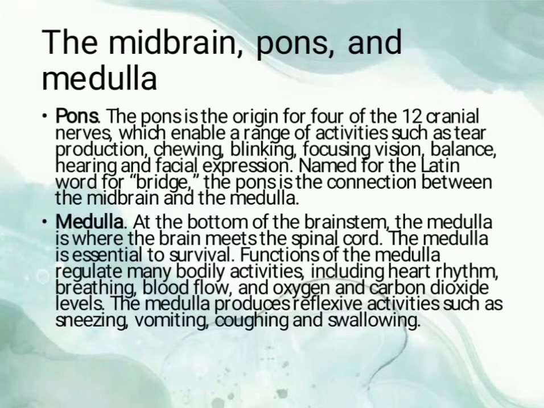The pons is the origin for 4 of the 12 cranial nerves, which enable a range of activities such as reproduction, chewing, blinking, focusing vision, balance, hearing, and facial expression. Named for the Latin word for bridge, the pons is the connection between the midbrain and the medulla. Therefore, we can conclude that the pons is the part of the brainstem that serves as a connection of the 2 other parts. So the third part of the brainstem is the medulla.